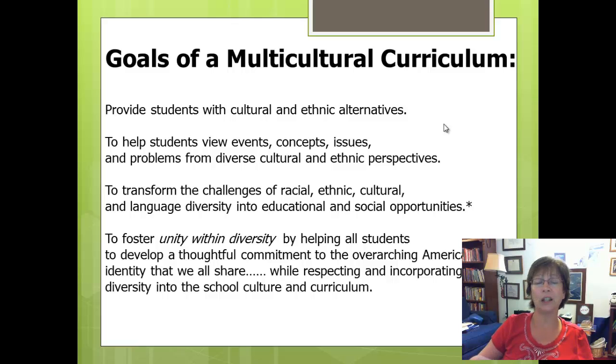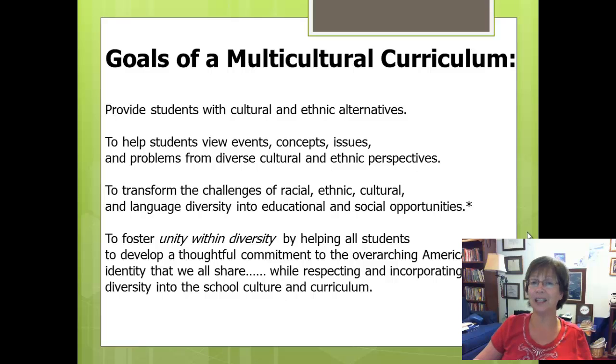Things like pollution, things like recycling, things like presidential elections, the 99%, all of those different types of things. You're helping students to see how it is impacting different groups, to transform the challenges of racial, ethnic, and cultural and language diversity into educational and social opportunities. So how can students learn from each other within your culture?